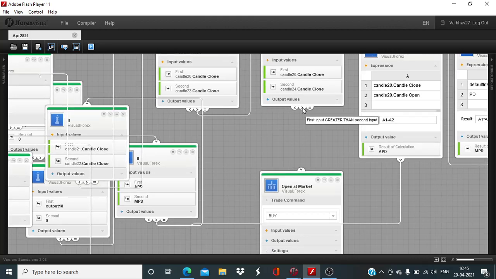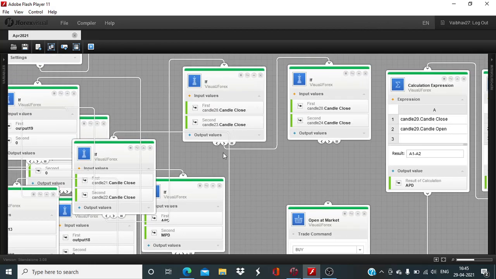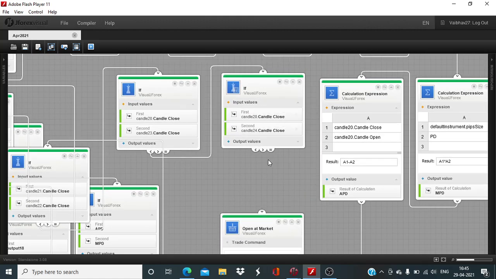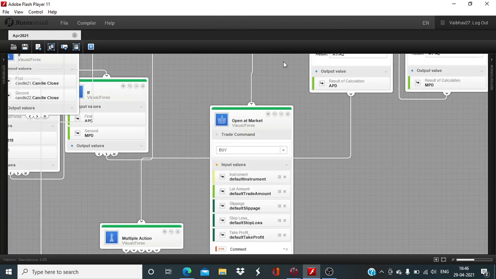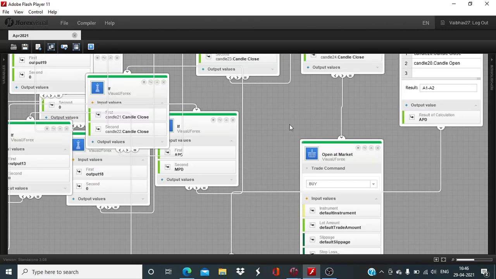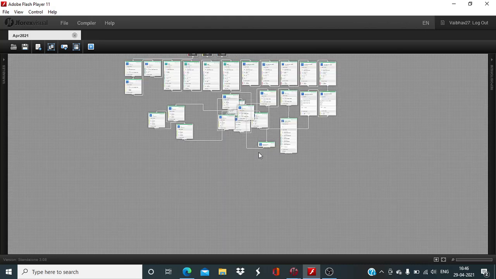So here first input, since this was candle 20 candle close, we need first input to be less in this case. So I had mistakenly joined greater. That shouldn't be the case. Okay, and in this instance, first input needs to be greater, and then we have to turn our attention to the defining of these input parameters. But before we do that, let us arrange all the conditions which we have defined so far in a proper manner.